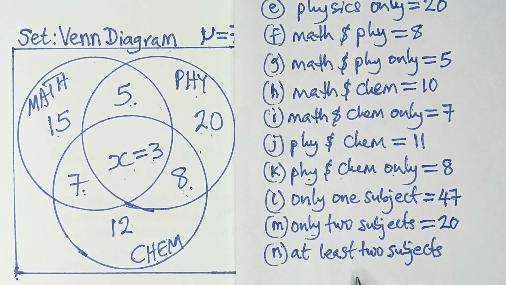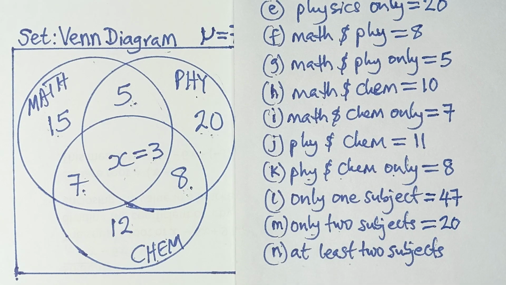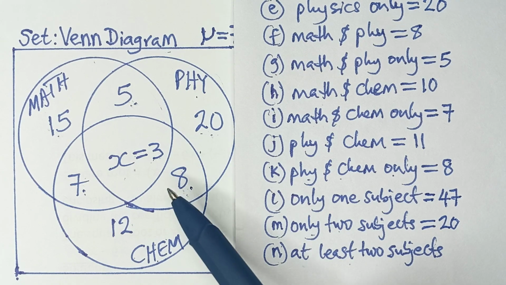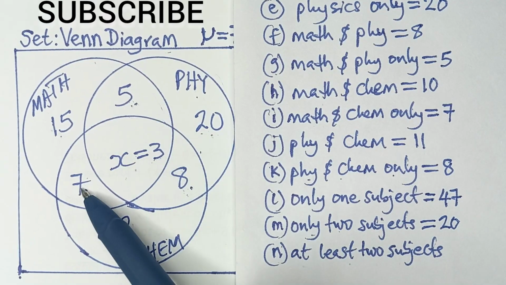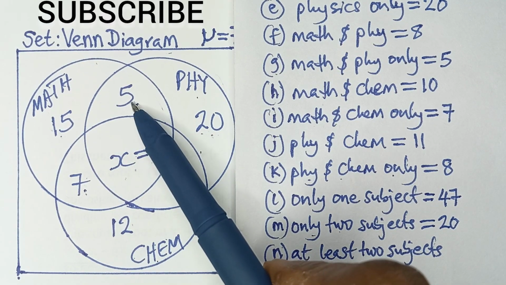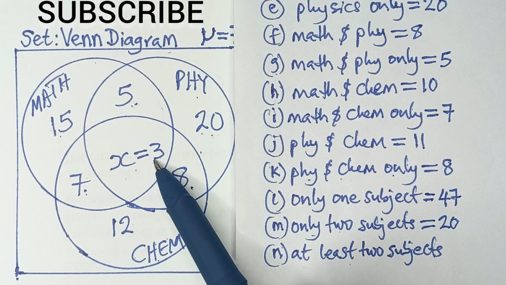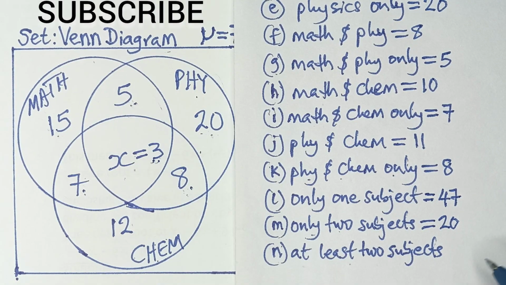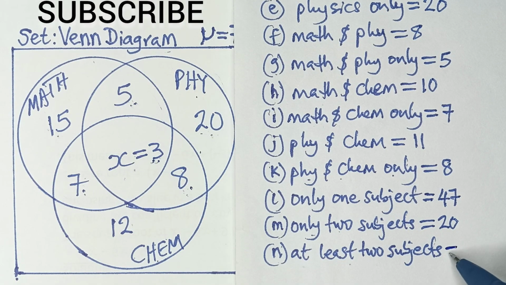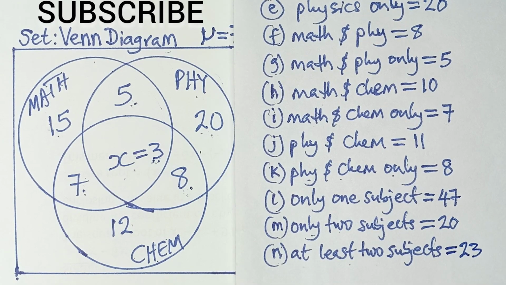And finally, those that offered at least two subjects. At least two subjects means two subjects and all the three subjects. So for those that offered two subjects, we have 8, 5, and 7, and that gave us 20. 7 plus 5 is 12, plus 8, 20. Now, including those that also offered all the three subjects, that gives us 20 plus 3, which is 23. So those that offered at least two subjects, which involves two subjects and the three subjects, is equal to 23 students as the final answer.